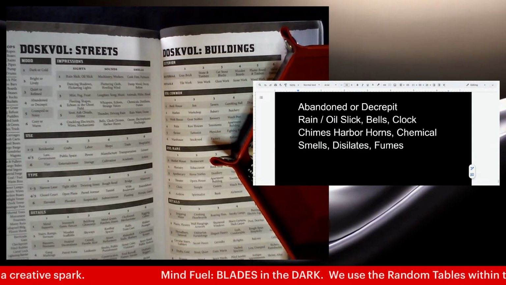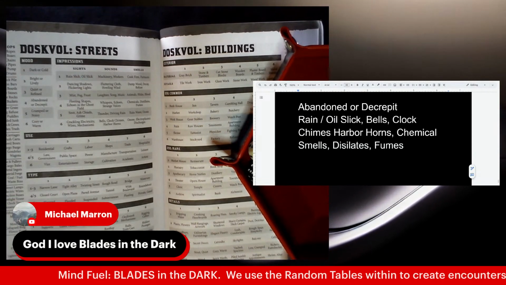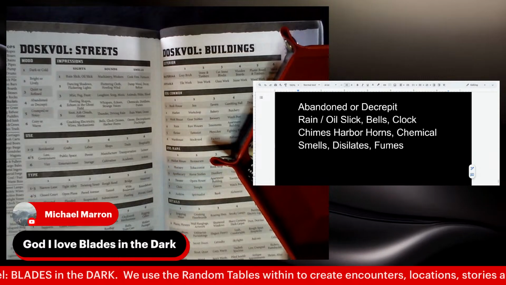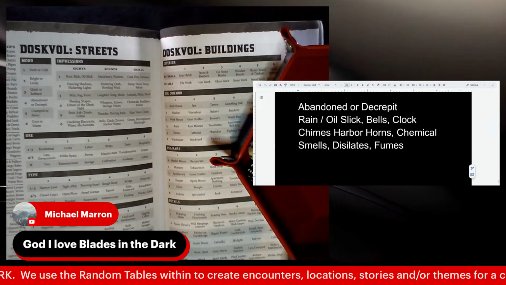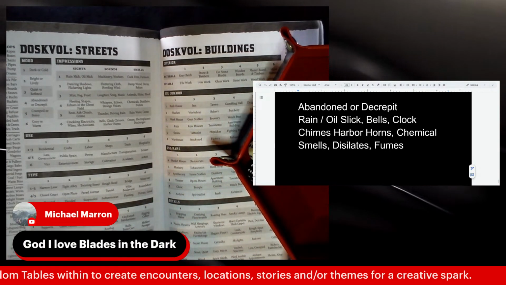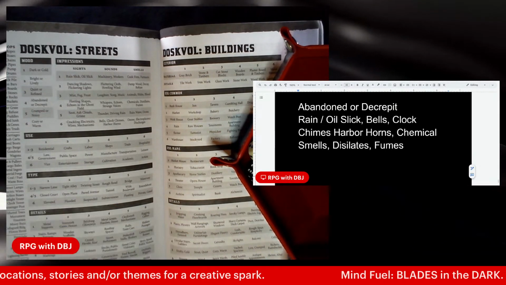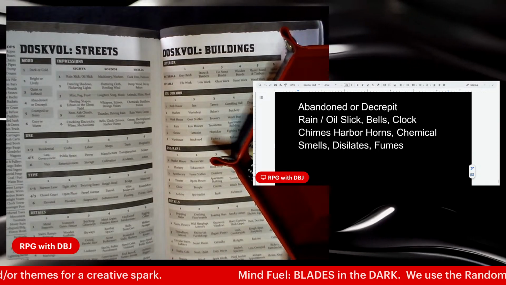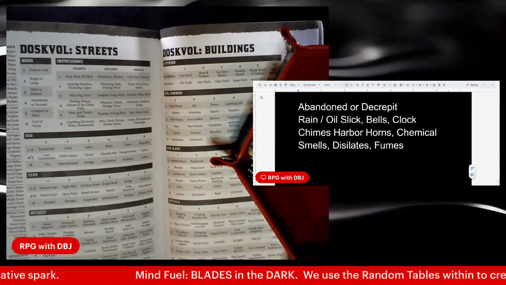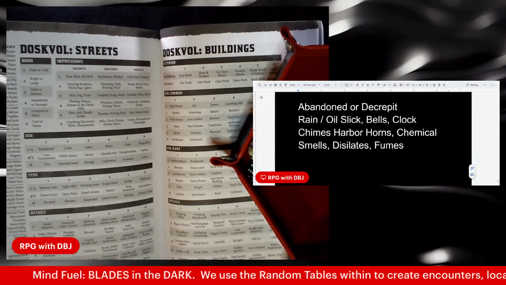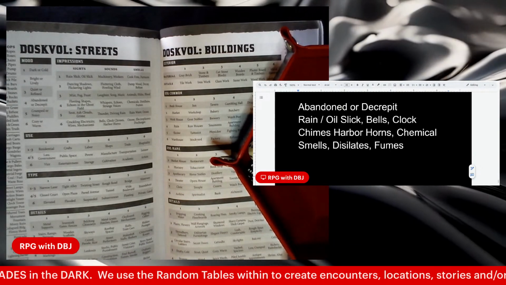Mike Maris says, I love Blades in the Dark. Yeah. And again, all of these little prompts are reinforcing what Blades in the Dark is about. You're not going to find dragons and orcs on here. You're not going to find butterflies and rainbows. This isn't what this game is about. And these random tables are designed to use that.